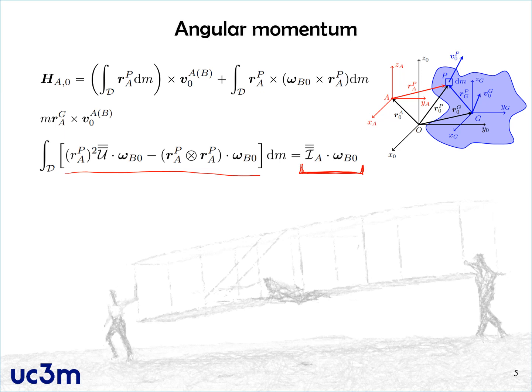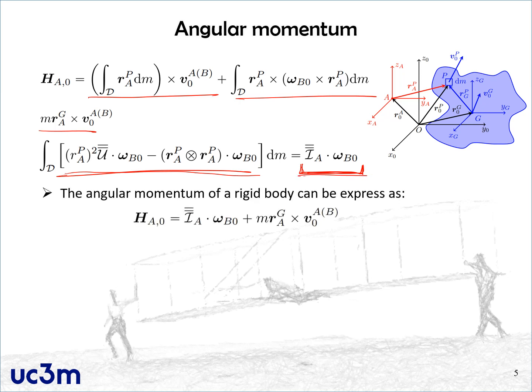Okay, so with this result, we have been able to replace this integral with this, and this integral with this other one, which in the end becomes this. That means that we can write the final expression for the angular momentum of the rigid body about a point A as the sum of these two terms.